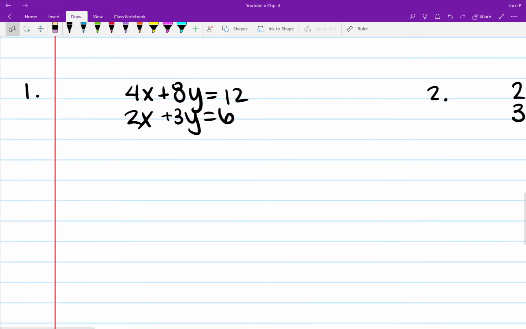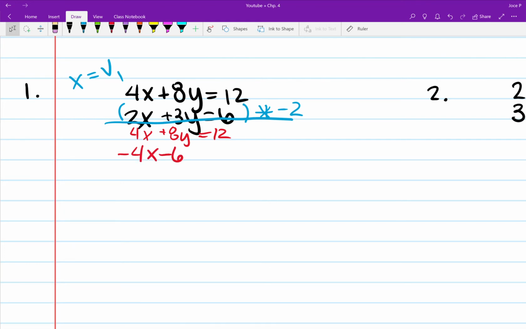So here we go. I'm going to choose x to be V1. But by doing so, we actually need to multiply this whole thing by negative 2. So now we're going to get two new equations. We have 4x plus 8y equals 12, which we are keeping. Now we have negative 4x minus 6y equals negative 12.